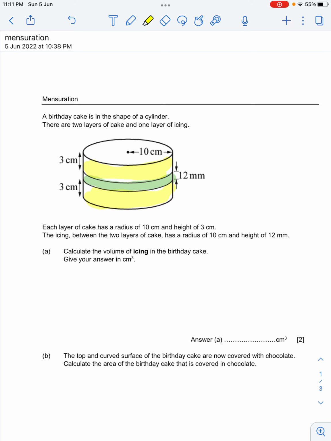they're saying that the icing between the two layers of cake has a radius of 10 centimeters and it has a height of 12 millimeters. So maybe it's best if we can convert 12 millimeters to 1.2 centimeters, okay? Because 1 centimeter is equal to 10 millimeters. It's something that you should be familiar with.